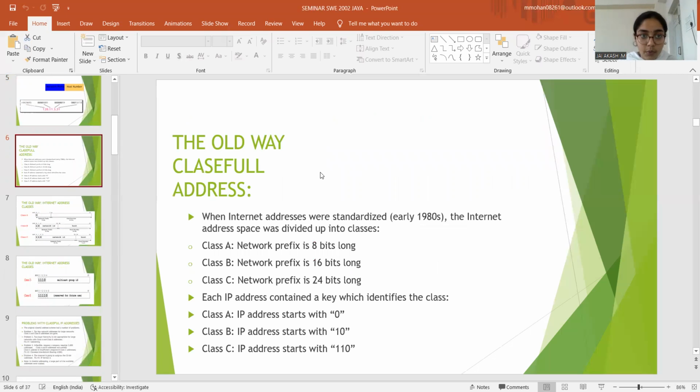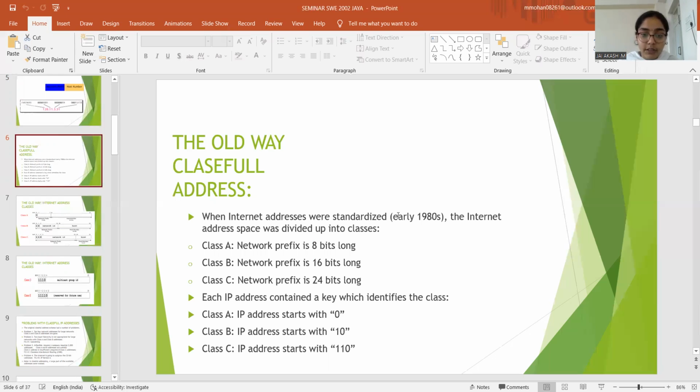Now we are going to see about classful addresses. When internet addresses were standardized in the early 1980s, the internet address space was divided up into classes. In Class A, the network prefix is 8 bits long, in Class B, the network prefix is 16 bits long, and in Class C, the network prefix is 24 bits long. Each IP address contained a key which identified a class.